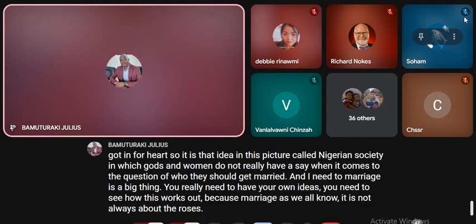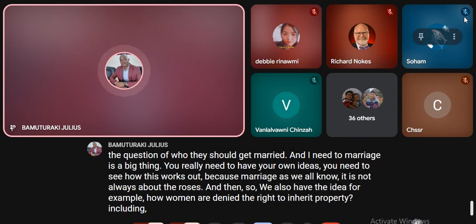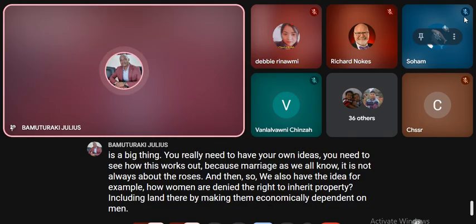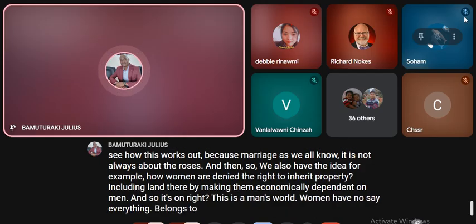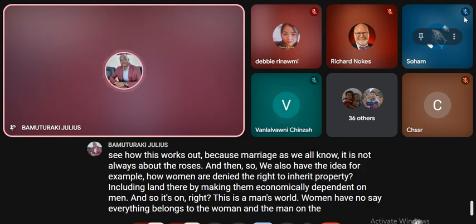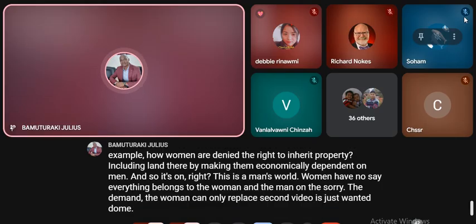of roses. And then we also have the idea, for example, of how women are denied the right to inherit property, including land, thereby making them economically dependent on men. And so this is a man's world. Women have no say. Everything belongs to the man, and the woman can only play second fiddle. It's just like a servant, a domestic servant.